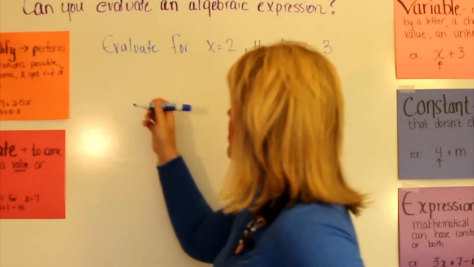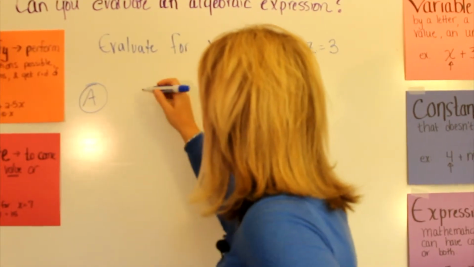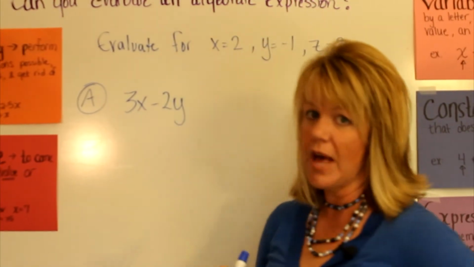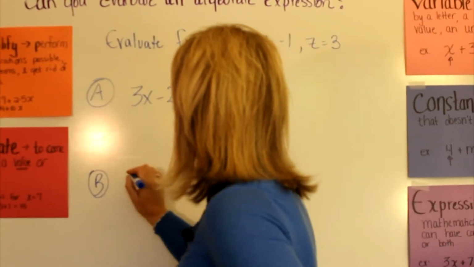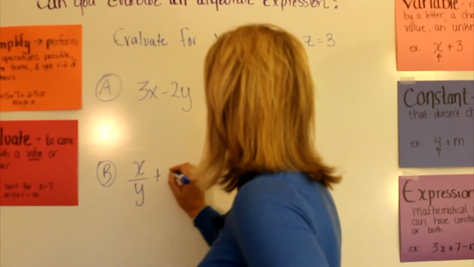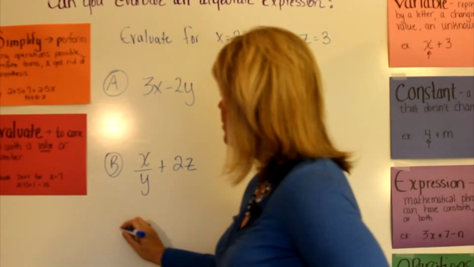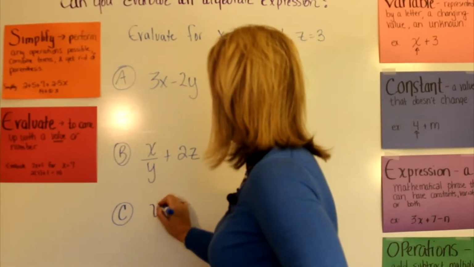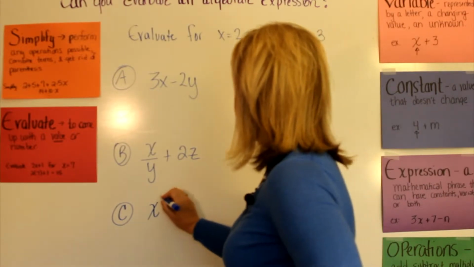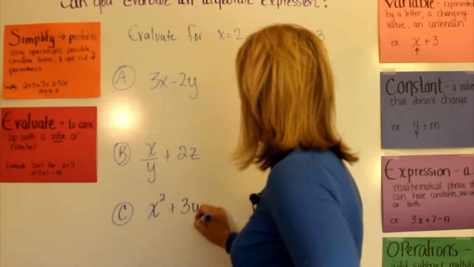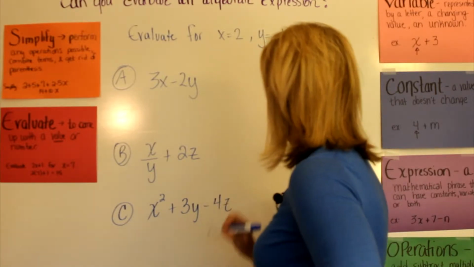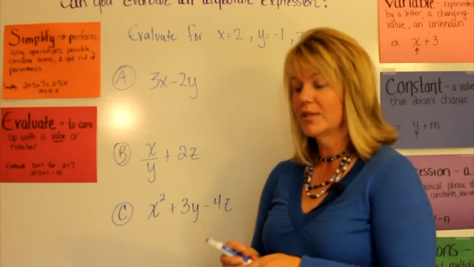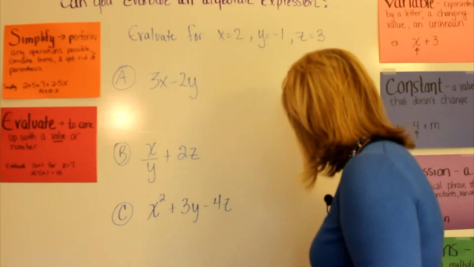In this case, though, I'm going to come up with a couple examples. So for instance, I have 3x minus 2y, and I want to evaluate that. I'm going to do x over y plus 2z. And you can do all different kinds. You can make it as elaborate as you want to. You can do x to the second plus 3y minus 4z. So we can make these pretty complicated, and they look really complicated, but really when we talk about how this gets solved, it's not that difficult.